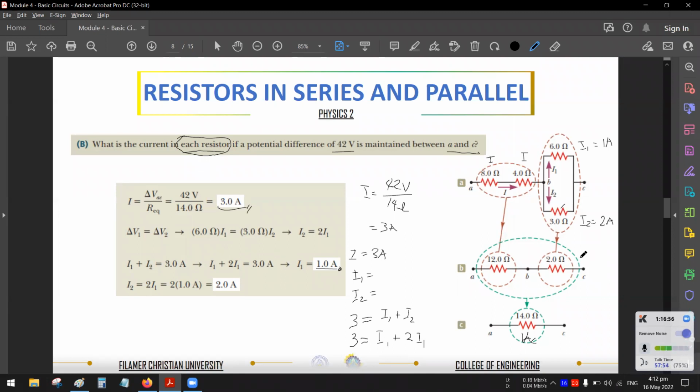So dun pa lang ma-analyze mo agad yung circuit na dapat yung current dito is mababa. Tapos yung current dito is mataas. Okay? So pag nagkabaliktad yan, so therefore there's something wrong with your calculations again. Okay. So questions, clarifications.